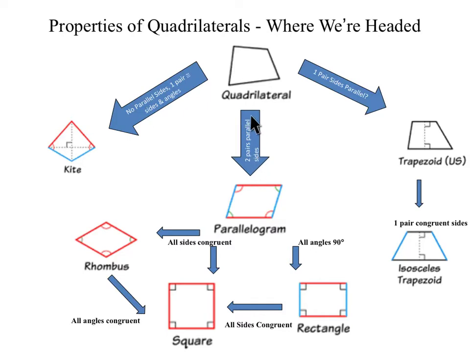If we have two sides parallel, then what we have is a parallelogram. And there's different types of parallelograms. If all our sides of a parallelogram are congruent, then it's a rhombus. If all our angles are 90 degrees, then it's a rectangle. And if we have all sides congruent and all angles congruent, then we have a square. Okay, so these are the various types of quadrilaterals we're going to be talking about in this next chapter.